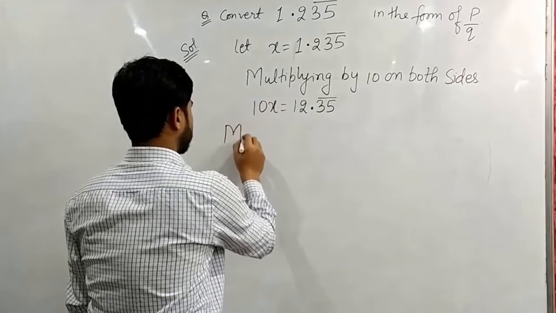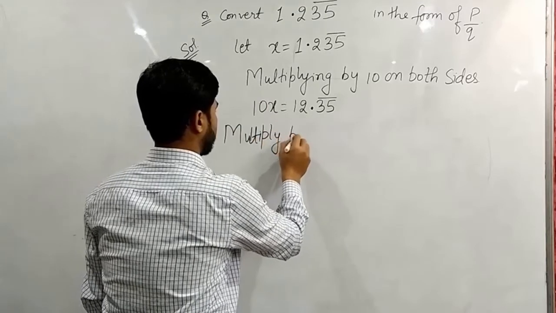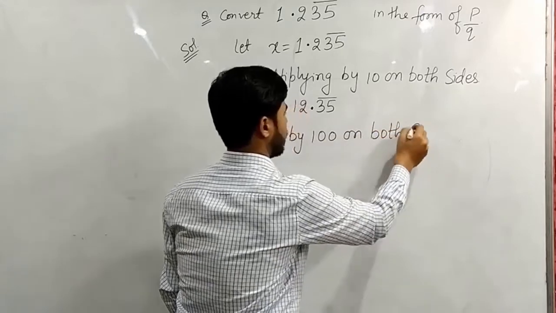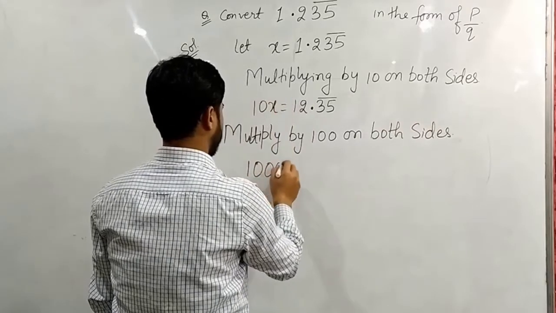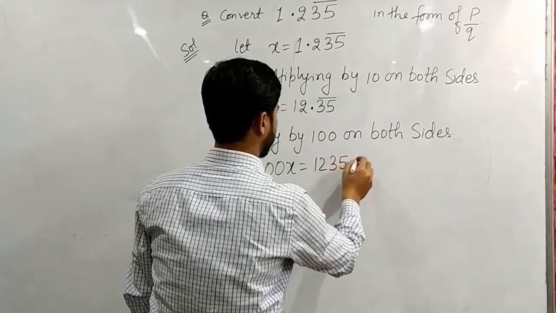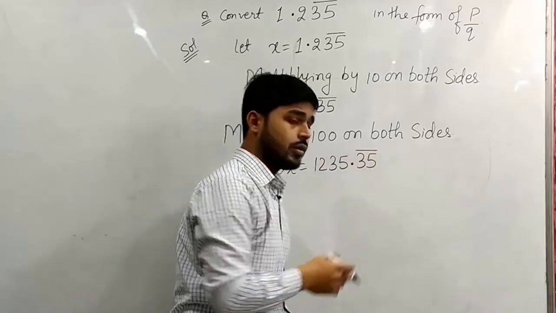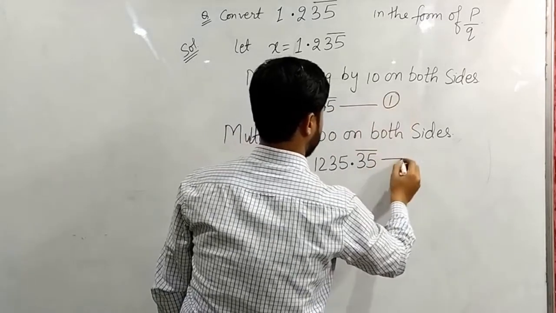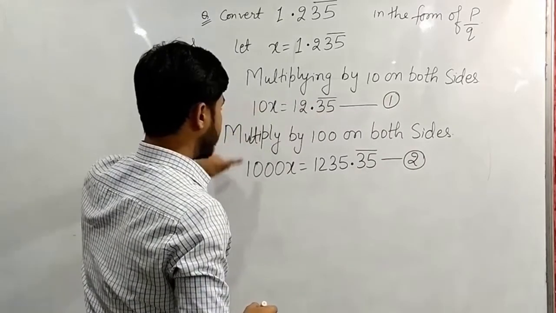So multiply by 100 on both sides. We will get 1000x is equal to 1235.35, as there is no deficiency of 35 on the right side. Now consider this as equation 1, this as equation 2, and subtract equation 1 from equation 2.